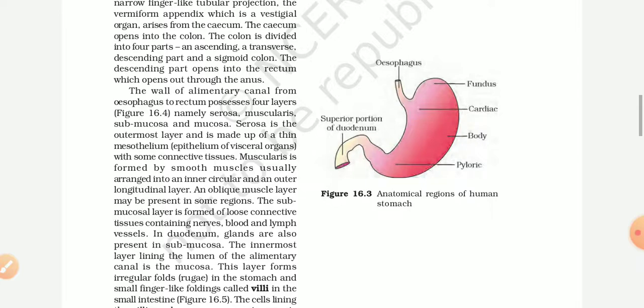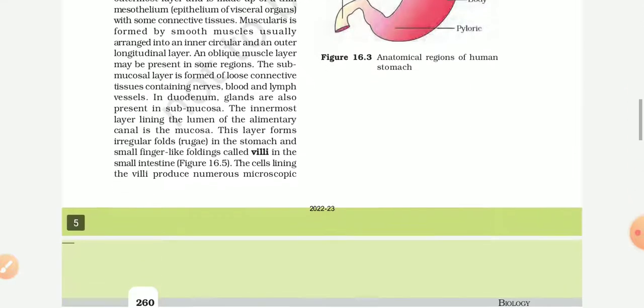And the last portion, the innermost layer lining the lumen, is called mucosa. It is different in the stomach and the small intestine. In the stomach, this forms irregular folds called rugae. And in the small intestine, it produces small finger-like foldings called villi.